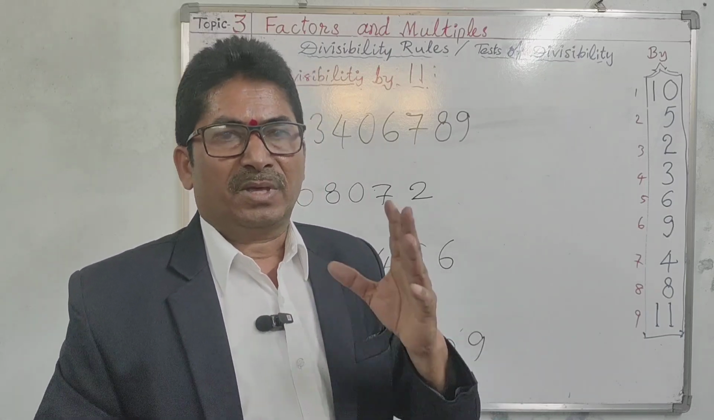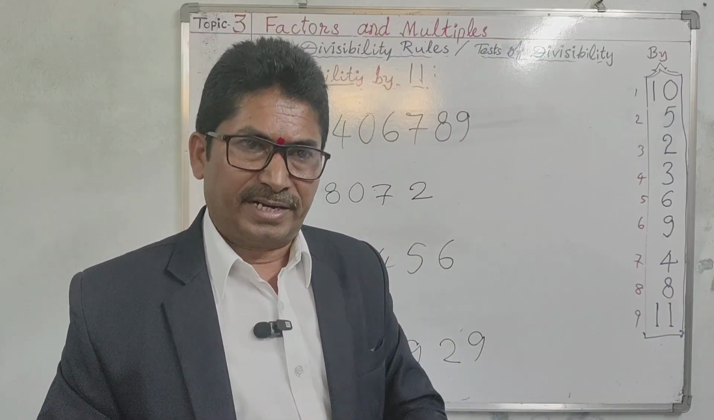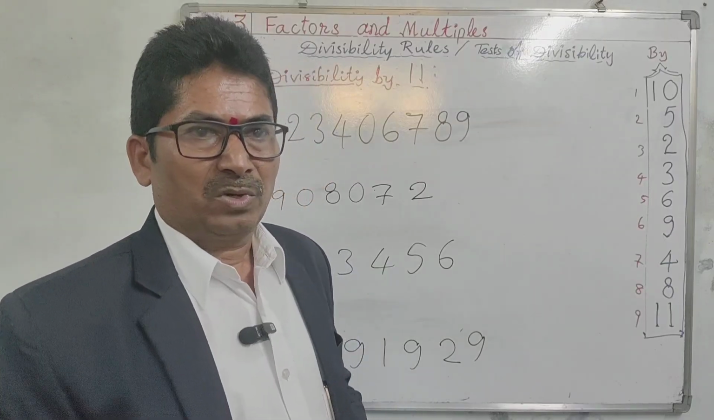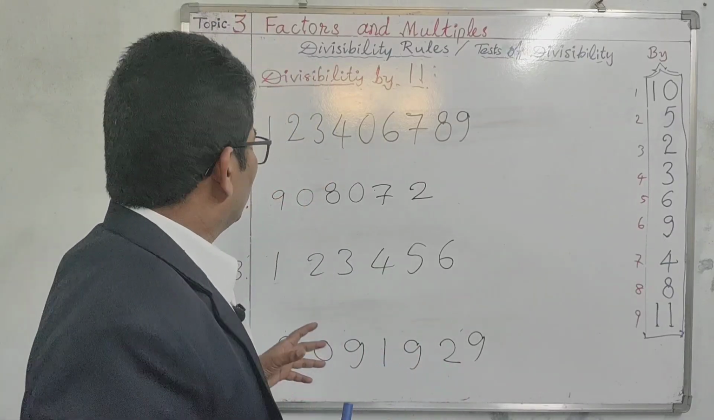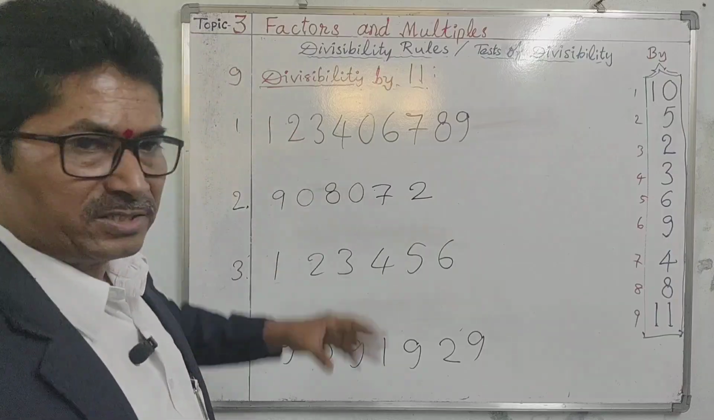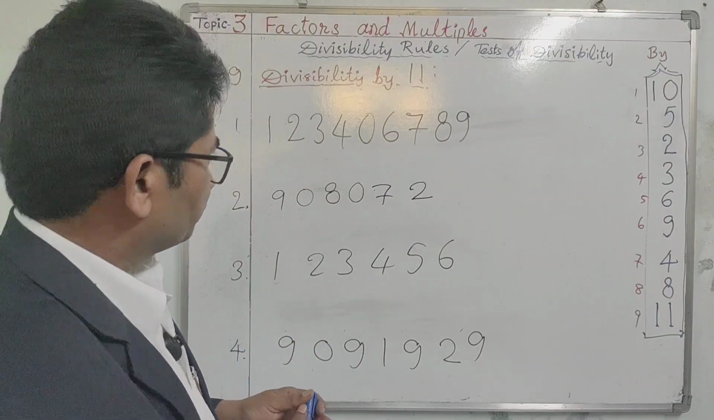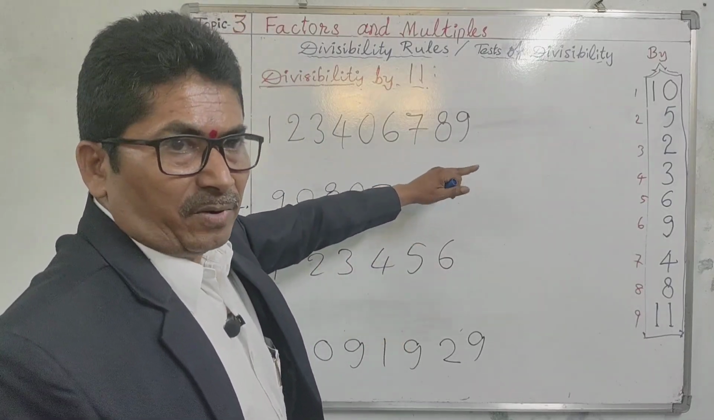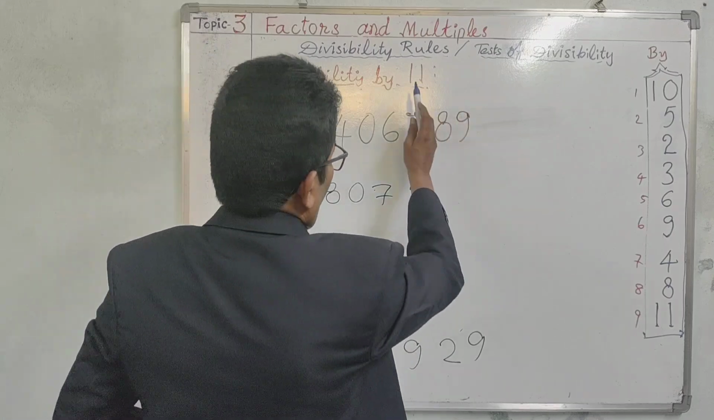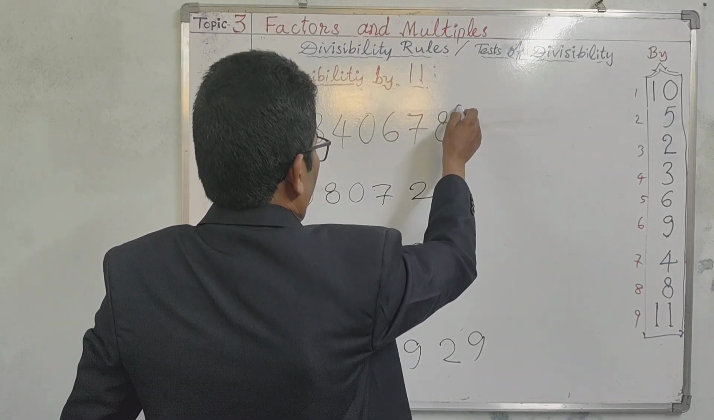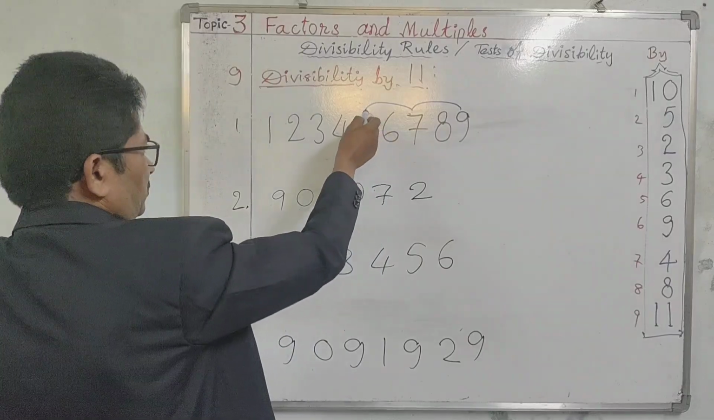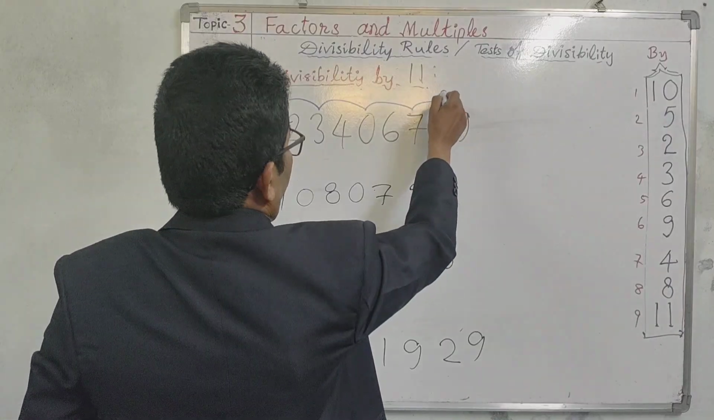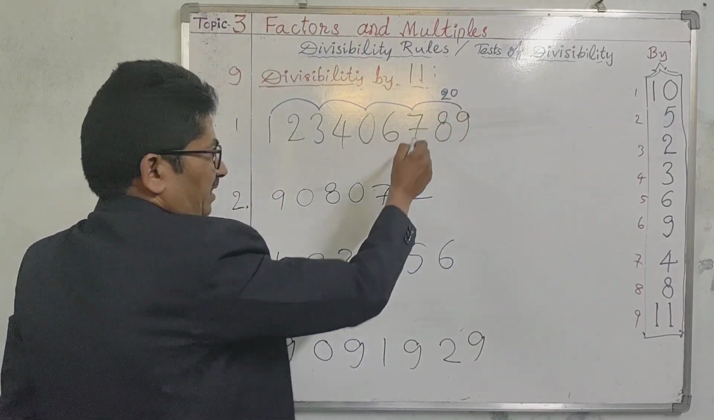What is the first rule? The difference of sums of alternate digits is 0 or a multiple of 11, then the number is exactly divisible by 11. To understand this rule, we have some examples here. How to identify the sum of alternate digits? We have to calculate the sum of alternate digits first. 9 plus 7 is 16, 16 plus 0 is 16, 16 plus 3 is 19, 19 plus 1 is 20. So the sum of these alternate digits is 20.